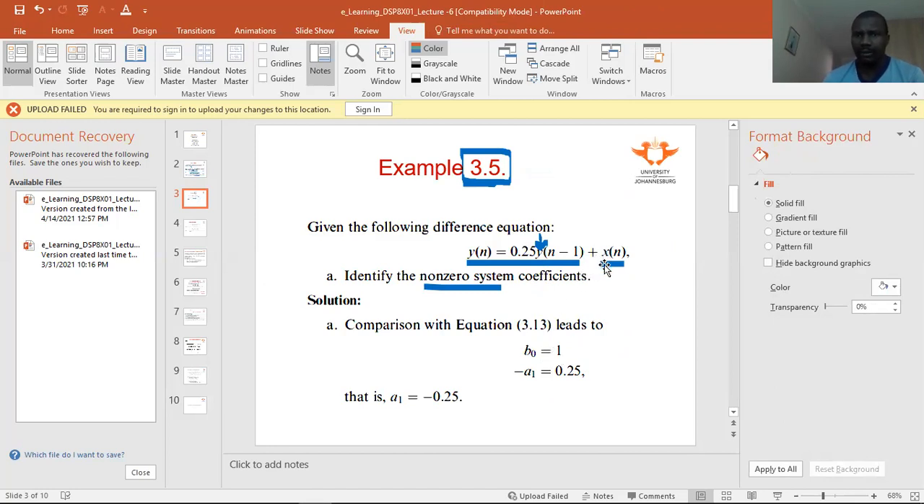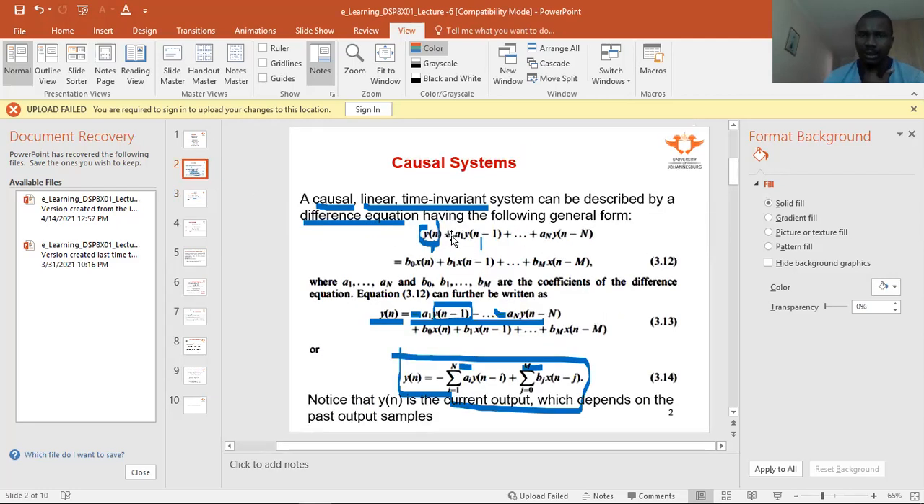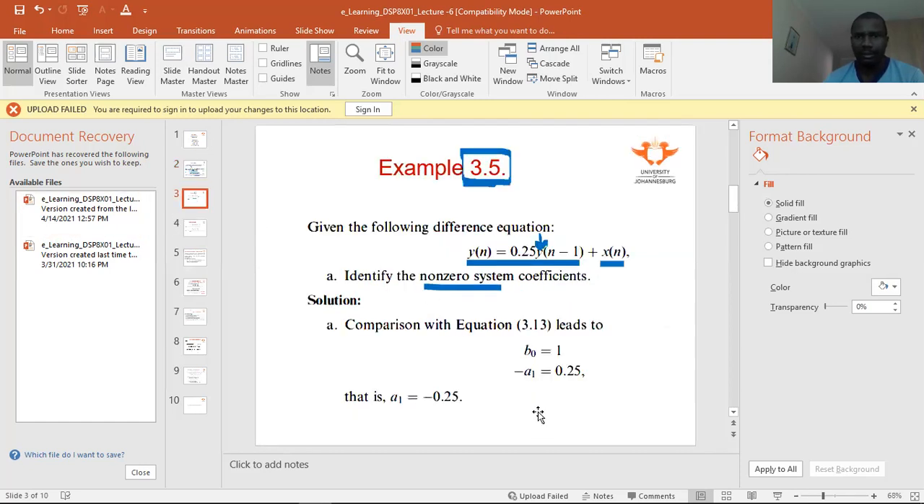There is a coefficient of x of n, which is 1, and there's a coefficient of y of n minus 1, which is 0.25. So minus a1 is really the coefficient of y of n minus 1. Going to the general equation, that is a1, the coefficient of y of n minus 1. And the coefficient of x of n is b0, which is found to be 1.